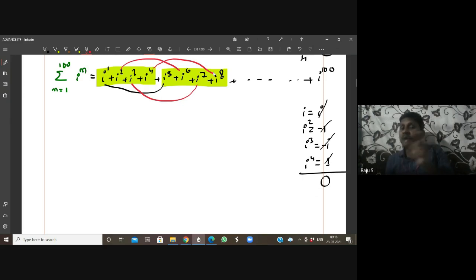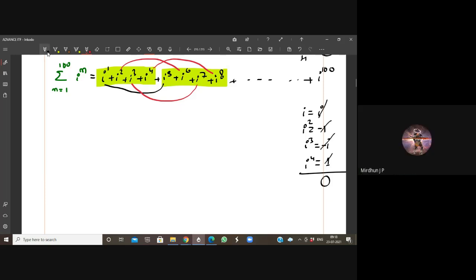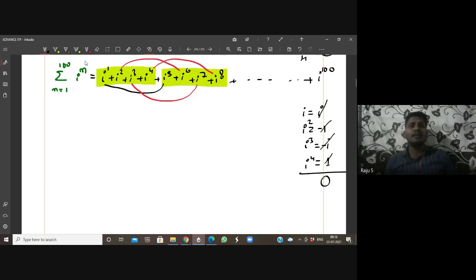So you have to check whether 100 is divisible by 4 or not. Yes, sir. Since it is divisible by 4, the sum of all the values becomes 0. Every group of 4 values is 0, so 0 plus 0 plus 0 and so on till 100 gives 0. Okay. Now can you tell me what about this summation m equals 1 to 1000 of iota power 0?